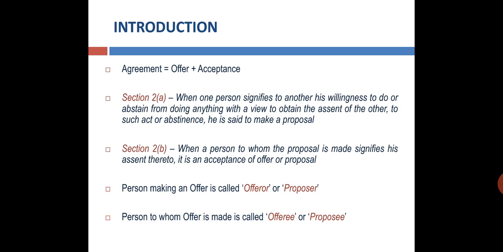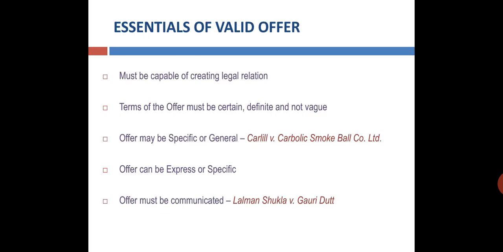We will begin with certain essentials of valid offer and valid acceptance. The first one being the essentials of valid offer. Now, if you see the entire definition given under Section 2A, it comprises two important essential elements. First, that there should be an expression of willingness by the offerer to do or abstain from doing something, and secondly, that such expression should be made with a view to obtaining assent from that other person.